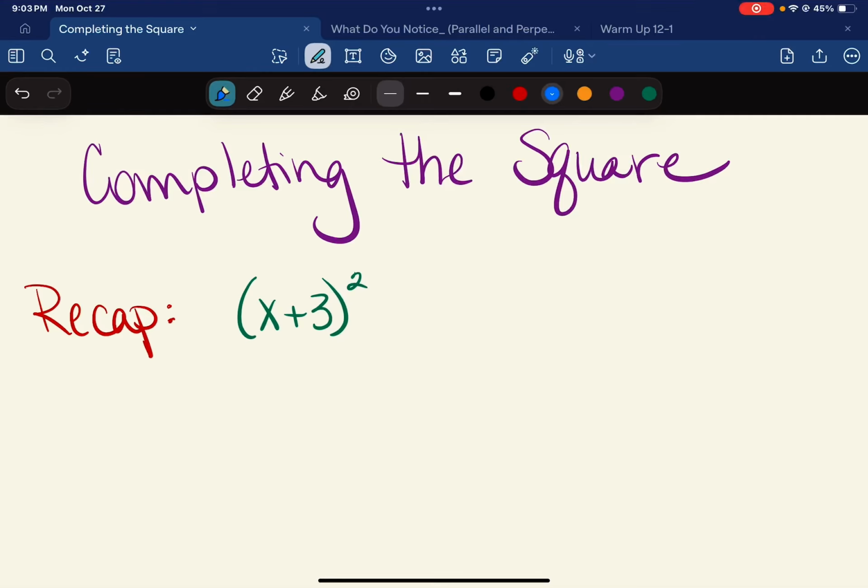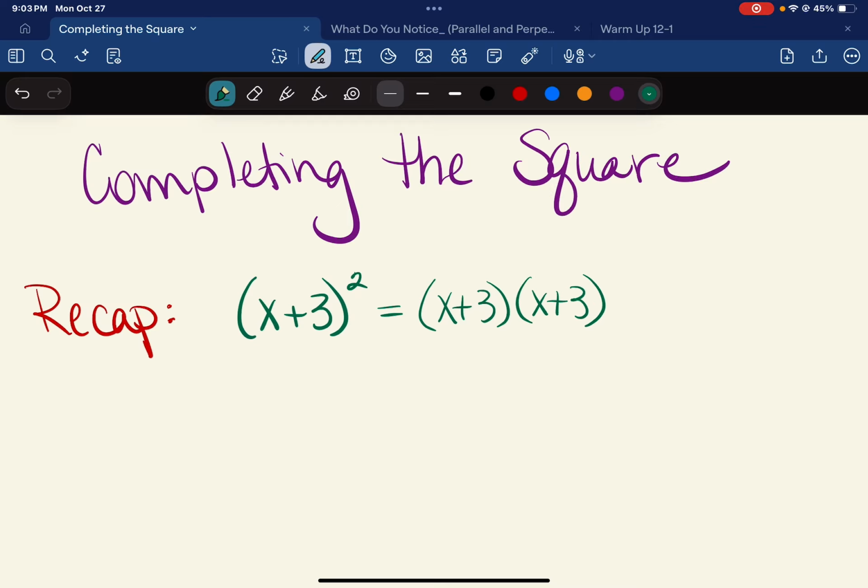All right, completing the square. This is a method that we can use to solve quadratic equations. Let's do a quick recap. If I have x plus 3 squared, we've got this binomial squared. That's the same thing as saying x plus 3 times x plus 3.